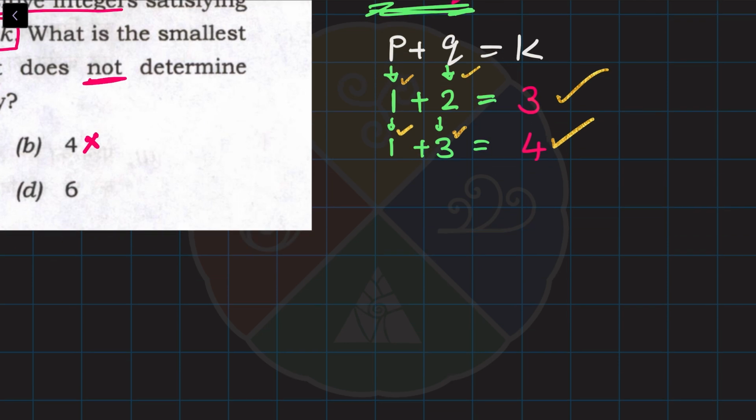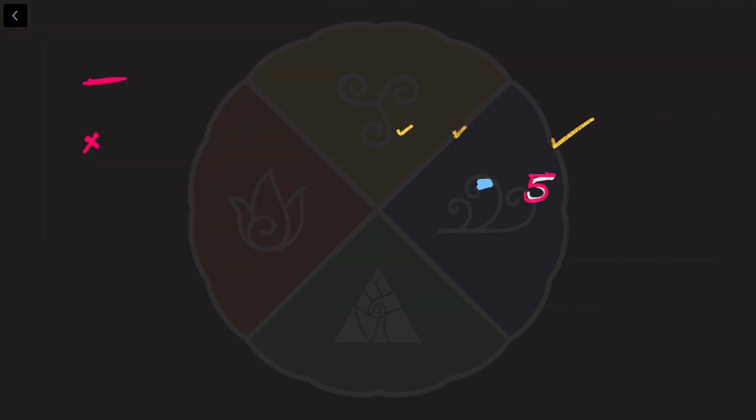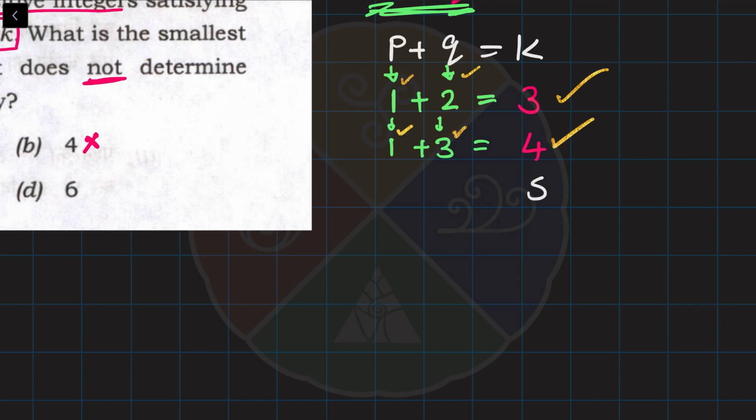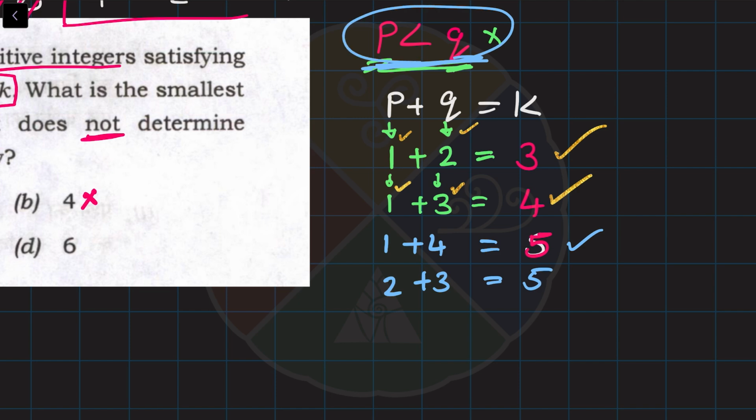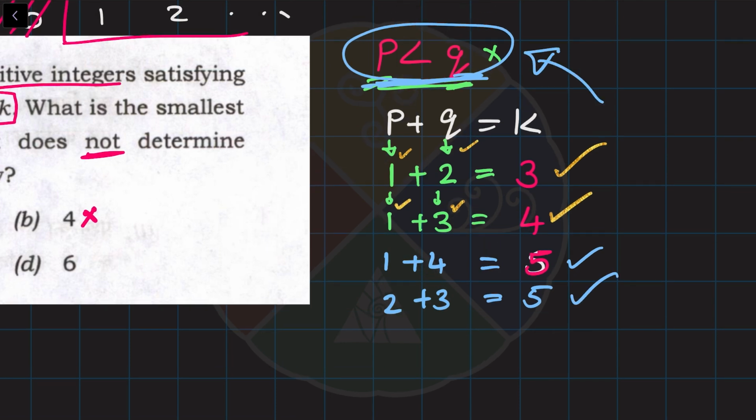Now if k is 5, let's see the values of p and q. If you look at the values, there are multiple possibilities actually. 1 plus 4 is a possibility: p can be 1, q can be 4. This condition is met. 2 plus 3 is also another possibility. Even now p is less than q, so this condition is also met.